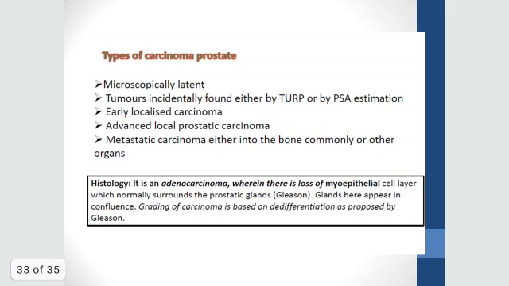We have types. In types, we have microscopically latent tumors incidentally found either by TURP or by PSA estimation, early localized carcinoma, advanced local prostatic carcinoma, metastatic carcinoma usually into the bone or other organs. Histologically, it is an adenocarcinoma, thus loss of myoepithelial cell layer, which normally surrounds the prostatic gland, thus the Gleason glands. Glands here appear in conference. Grading of carcinoma is based on the dedifferentiation as proposed by Gleason scoring.